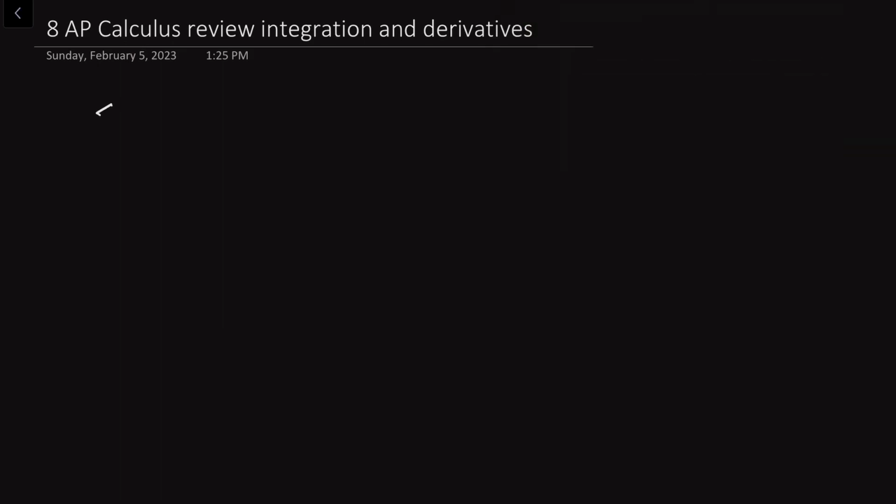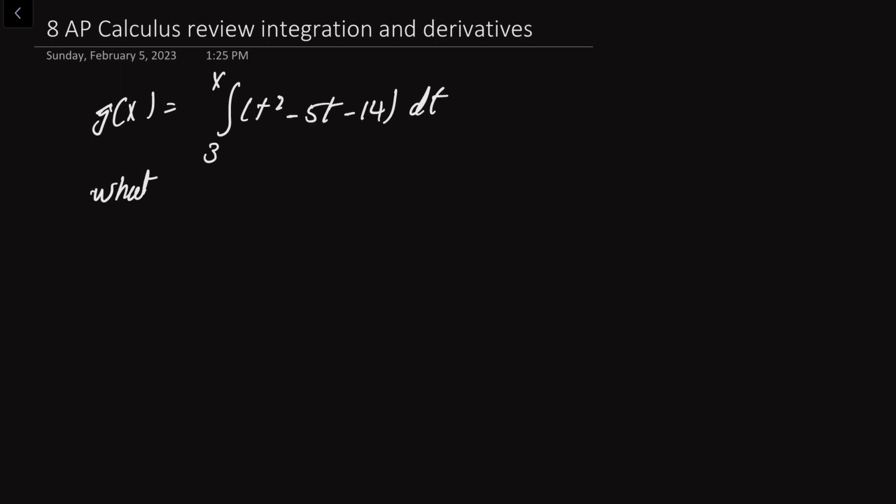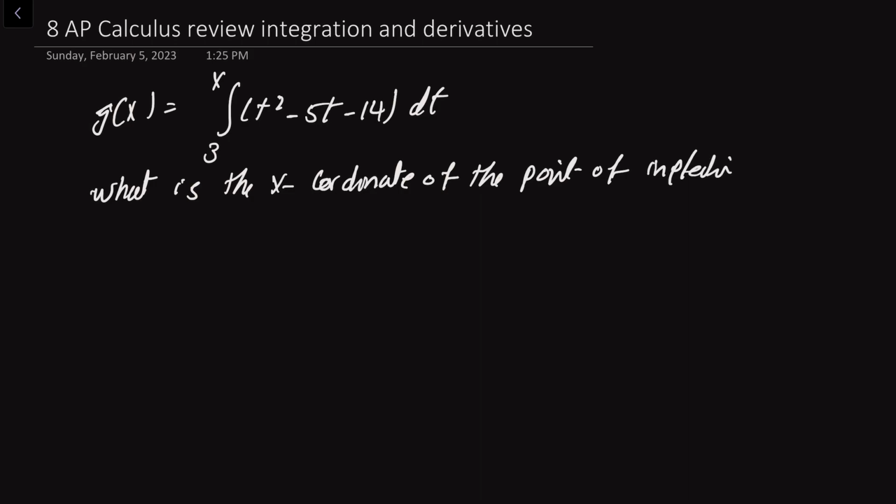All right, it says g of x, that's the function, equals the integral from 3 to x of t squared minus 5t minus 14 dt. Okay, that is my function here. And he wants to find what is the x-coordinate of the point of inflection of g.